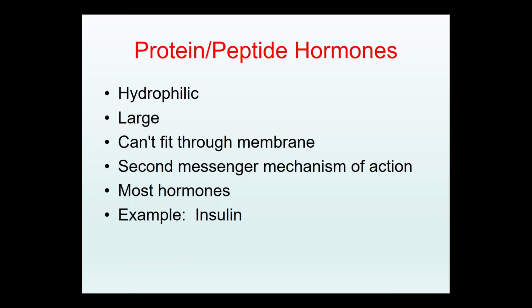If we talk about the functions of hormones, we already discussed the functions. Now let's talk about the difference in the properties of hormones. All peptide or protein hormones are hydrophilic. They are big, large molecules. They can't fit through the membrane. They use a second messenger mechanism of action. Most of our hormones are peptide hormones. And the famous example of them, of course, is insulin.